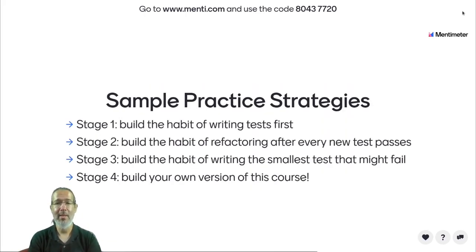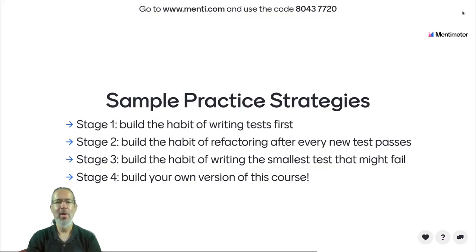So here are some basic practice strategies depending on what stage you're in. In stage 1, you're building the habit of writing the tests first. That's all you're trying to do. You're going to have the impulse to rush in and write production code. Pause. Write a test list, write the test first. And in stage 2, you're going to build the habit of refactoring every time a new test passes instead of making a bunch of code work and then refactoring it until it doesn't suck anymore. What you're trying to do is to build the habit of refactoring a little bit as you go. We call it cleaning the kitchen as you go.